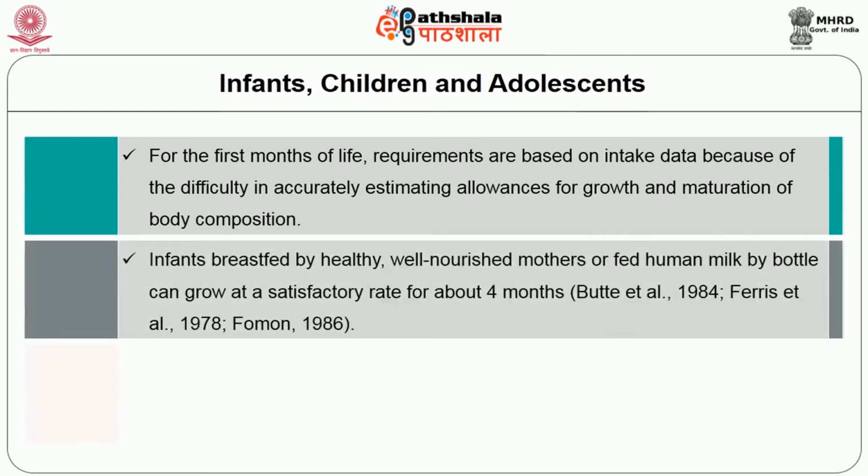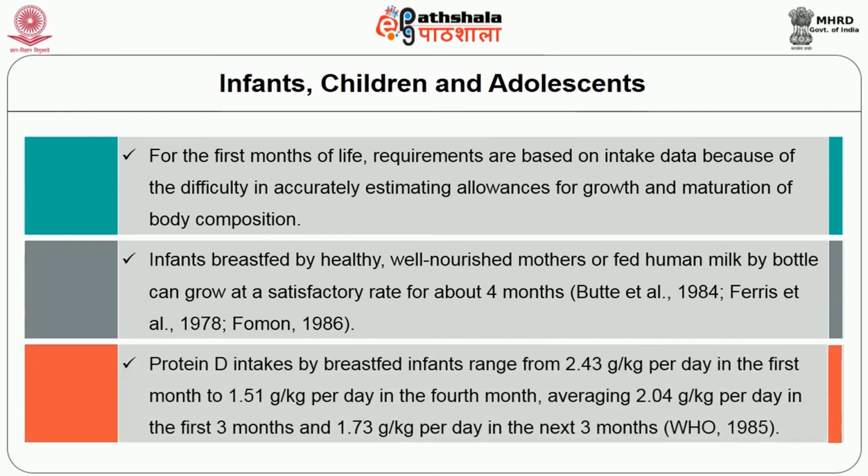Infants breastfed by healthy, well-nourished mothers or fed human milk by bottle can grow at a satisfactory rate for about 4 months. Protein intakes by breastfed infants range from 2.4 grams per kg per day in the first month to 1.5 grams per kg per day in the fourth month, averaging 2.04 grams per kg per day in the first 3 months and 1.73 grams per kg per day in the next 3 months, as per WHO 1985 statistics.